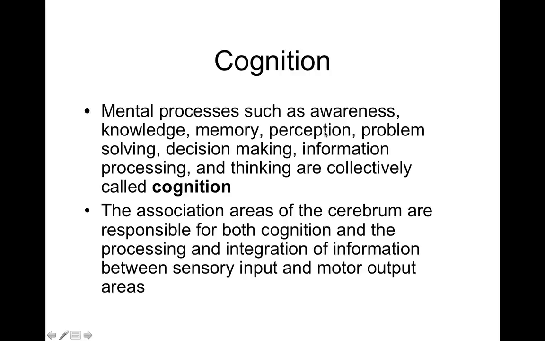Perception, like their perceptual awareness, basically, how well connected they are to the outside world. Can they see? Can they hear? Can they taste? Can they smell? As well as problem solving and decision making. Information processing, which could be more like complex analytical thoughts, and just general thinking, together we call cognition. So when you talk about someone's cognitive abilities, that's what we're talking about, all these things together.